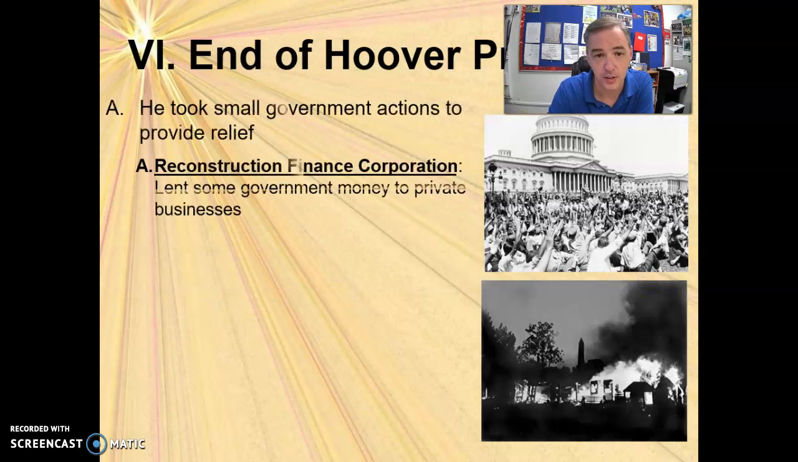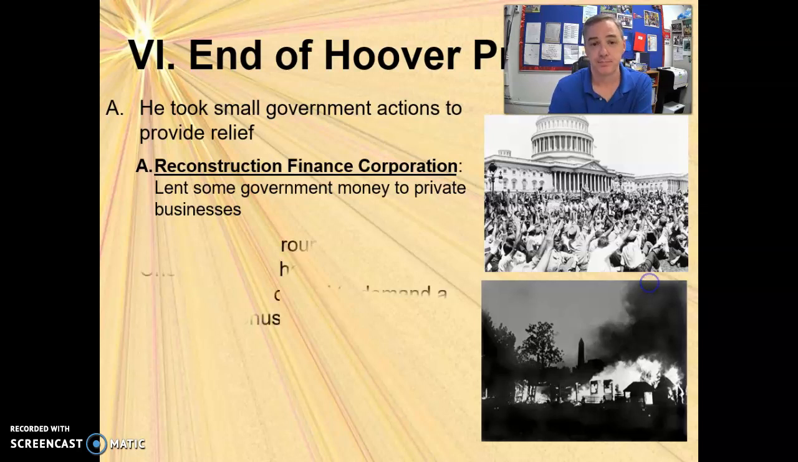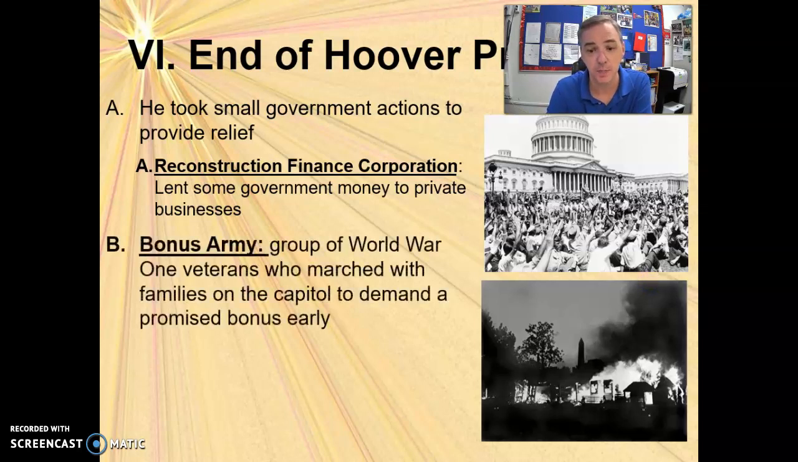The Hoover presidency was not doing well. As I just previously said, the government had not done enough. Hoover had only taken small steps, small government actions in order to try to stop the Great Depression. The Reconstruction Finance Corporation was created to try to pump government money into private institutions, into corporations, into banks, into nonprofit organizations like the American Red Cross. But it wasn't enough money. They simply didn't provide enough.